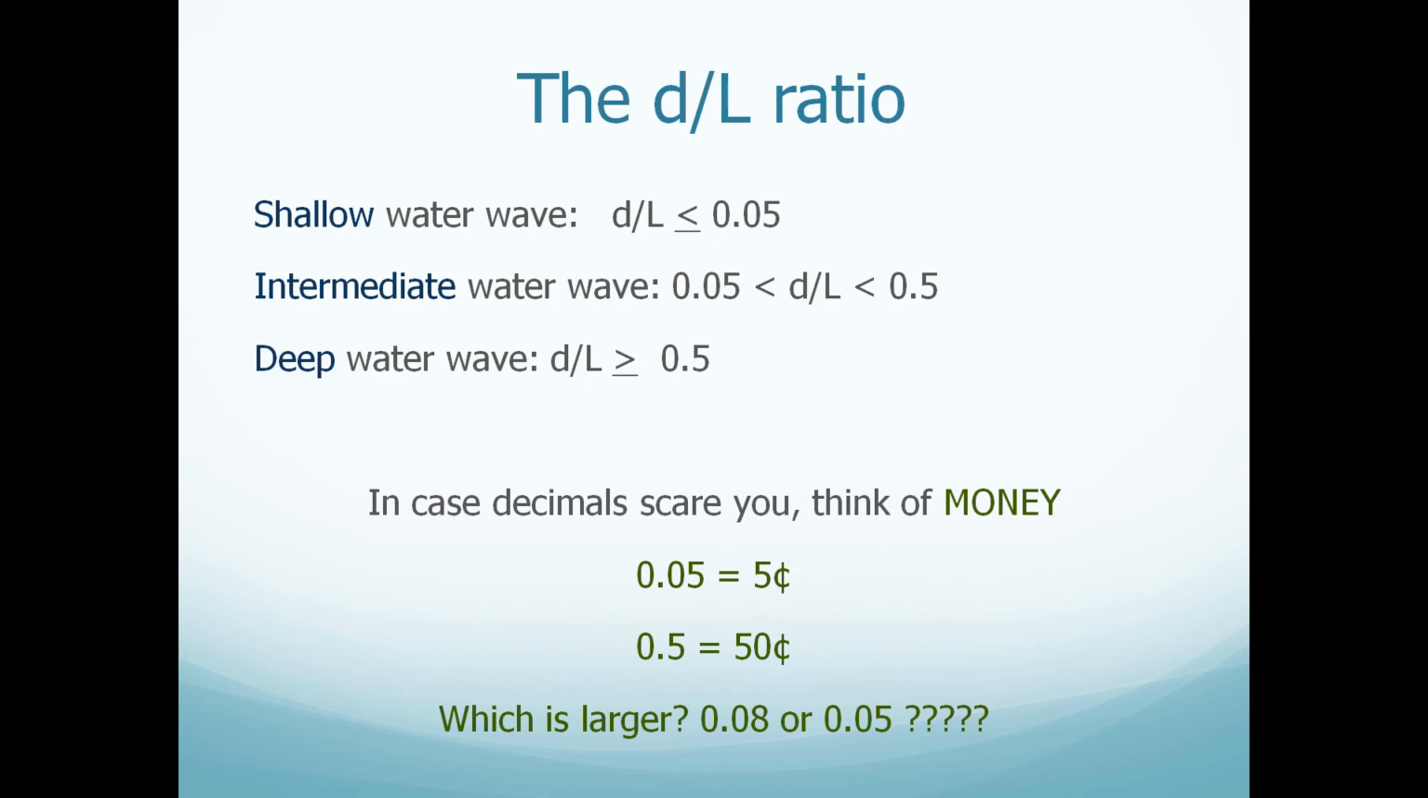We use the D to L ratio to classify these waves. Shallow water waves have a D to L ratio less than or equal to 0.05. Intermediate waves fall between 0.05 and 0.5, while deep water waves have a D to L ratio greater than or equal to 0.5. In case you are not completely comfortable with decimals, think about these ratios in terms of money. Is 5 cents less than or greater than 8 cents, or 50 cents?